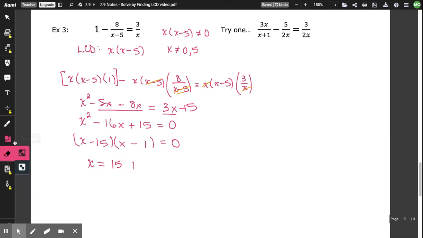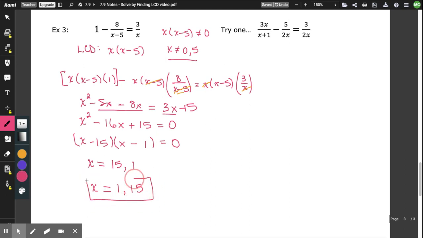All right, if I compare that now with what I had for my restricted values, neither of the answers that I got are one of the restricted values. So both of them are good answers. This one actually has 2 answers to it. Now for good form, I'm going to list them in order from least to greatest. So I'm just going to change the order there and make it x equals 1, x equals 15. All right, now you try this last one over here and answer it on the Google form.